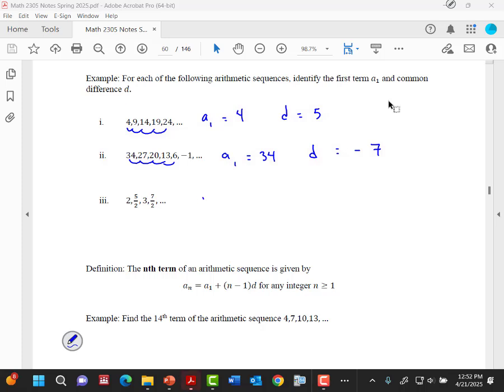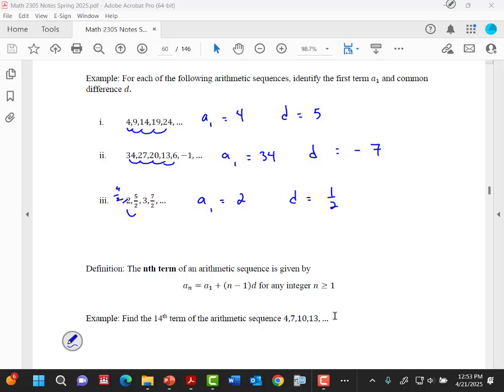This third sequence, the first term, a1, is 2, and the common difference? Well, let's see, from 2 to 5 halves, by the way, this 2 right here, you can write 2 as 4 over 2 if you need to. From 4 halves to 5 halves, that's a difference of simply 1 half. So the common difference is 1 half.